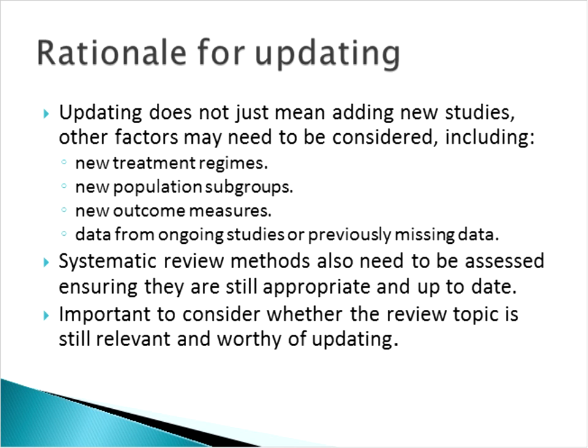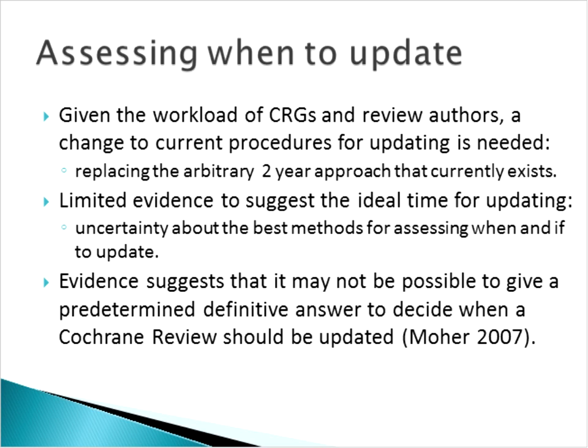Systematic review methods might also need to be assessed to ensure that they're still appropriate and up to date, and that's quite poignant within Cochrane Reviews recently with the introduction of the new risk of bias tool and also summary of findings tables. And I think perhaps most importantly, we need to consider whether the review topic is actually still relevant and worthy of updating.